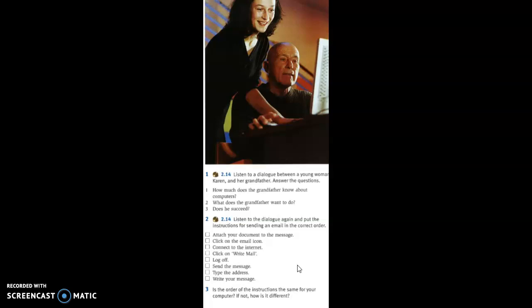And then number 3, just to round it off, a little bit of speaking. Is the order the same or different for your computer? Okay.